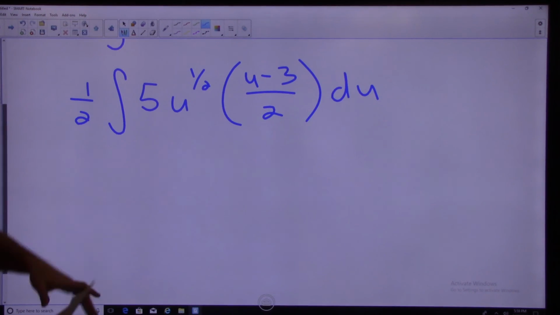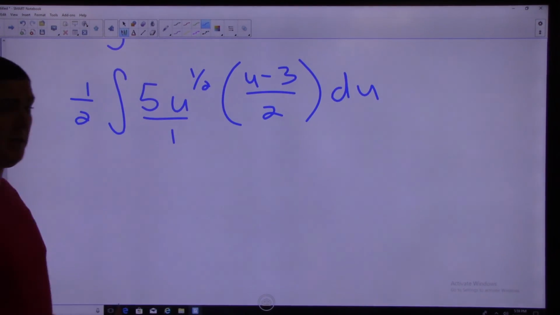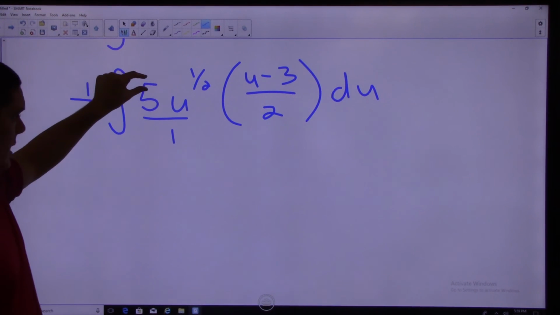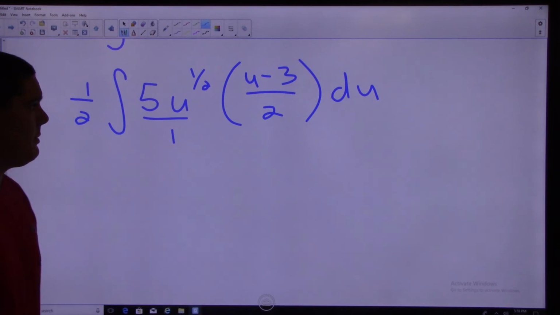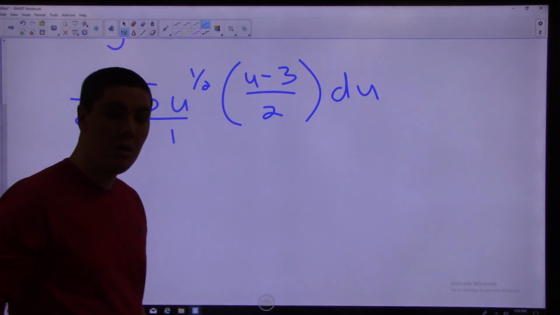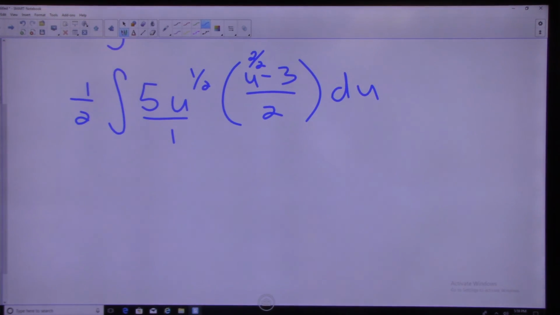So I need to distribute this. I've got this times this. Now this is over 1. Hopefully everybody sees that. So I'm just going to simplify here. I need to distribute. So take 5u to the 1/2 times u. Now one thing I want to point out, u is to the first power. So isn't that the same thing as u to the 2 over 2 power? Okay, think about that. So when you multiply these, you need to add the exponents.